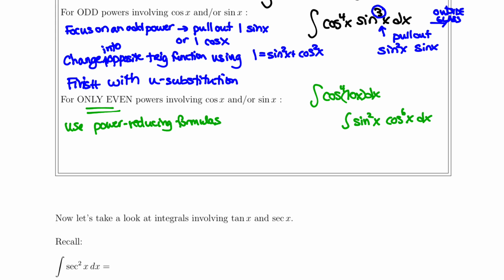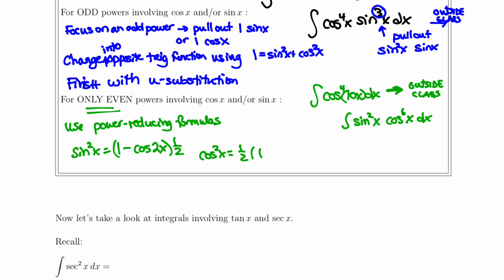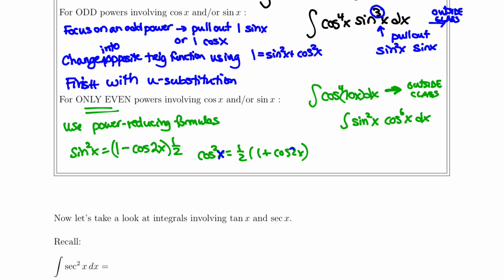I would challenge myself with the top one and try that one outside of class. I wouldn't chew the bottom one. The bottom one's going to be a bear. But use power reducing formulas. That tells me sine squared is 1 minus cosine of 2x times a half, or cosine squared is 1/2 times 1 plus cosine of 2x. The important thing being x doubles in this formula. It's like a double angle thing, okay? That's the important thing.